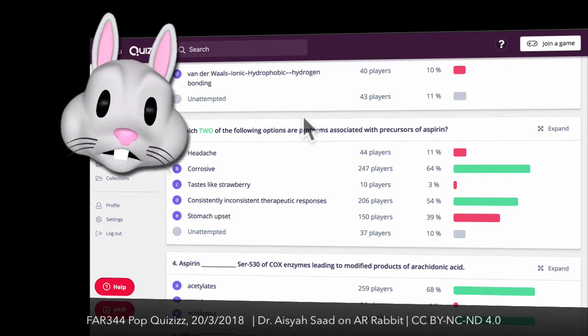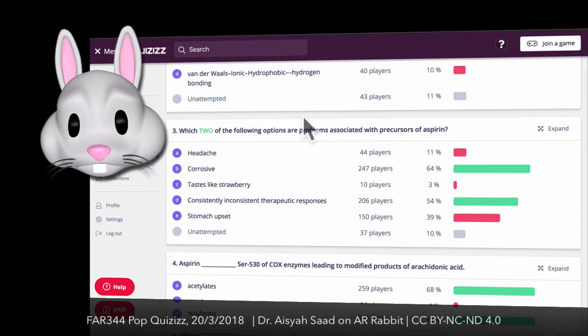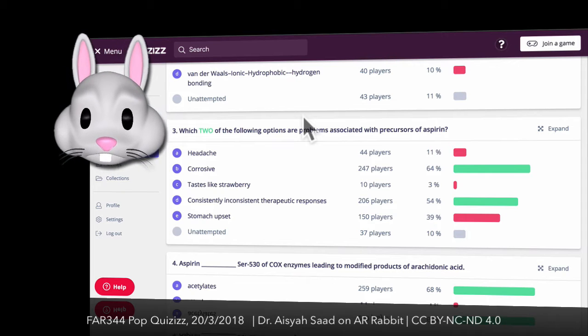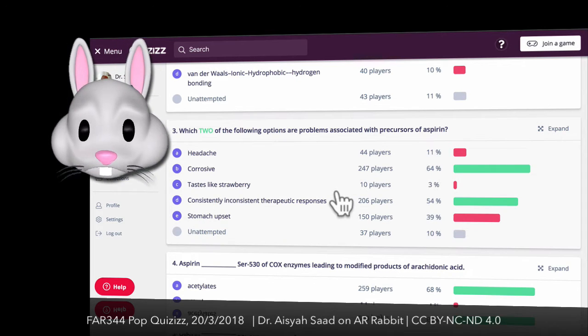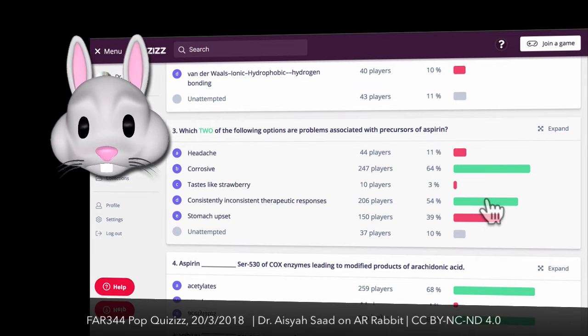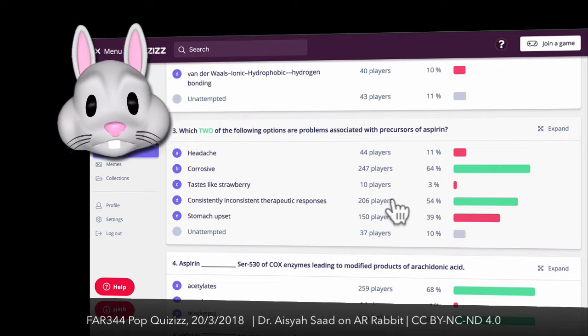Which of the following two are problems associated with precursors of aspirin? So this one you need to know. There are some close ones. For example, from here you can see that you chose mostly corrosive and consistently inconsistent therapeutic responses.